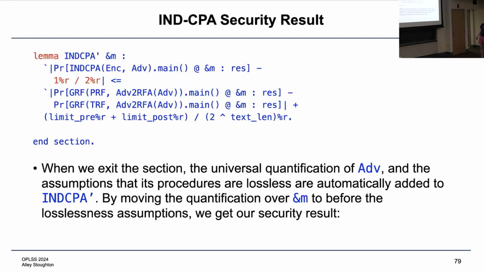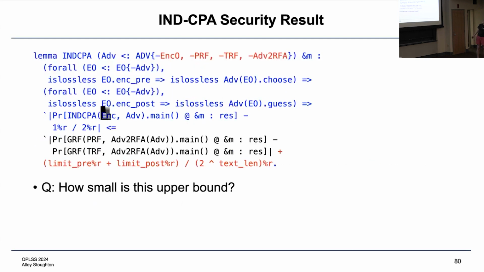So putting it all together, this is our final lemma. The other lemmas were local. They involved local modules. I didn't emphasize that fact, but now this is something where we end the section. Then EasyCrypt adds this quantification on AV and these assumptions about AV, but then otherwise we have our bound that was as before.